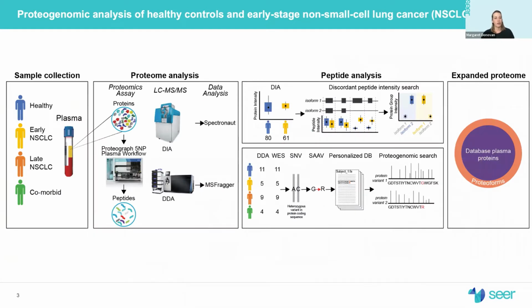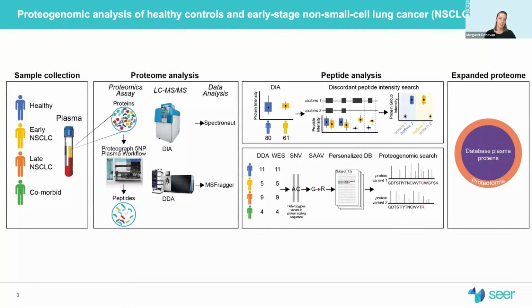So here's a study overview of our proteogenomic analysis of healthy controls and early NSCLC samples. Walking from left to right, on the left we have sample collection. We obtained plasma from healthy individuals, early NSCLC, late NSCLC, and individuals identified to be comorbid. We applied two different LC-MS approaches, generating both DIA and DDA data. In the middle, we outline two different peptide analysis approaches.